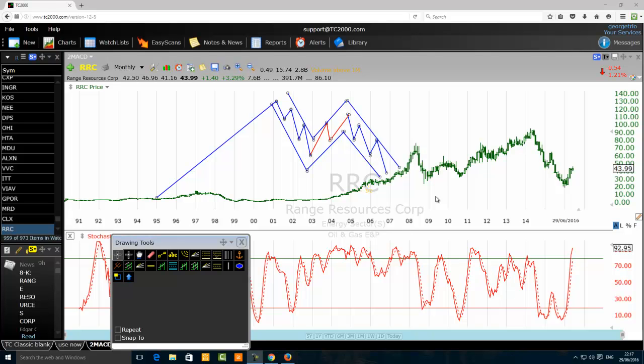Zigzag pattern versus Fibonacci extensions. We are on a monthly chart of Range Resources Corporation. The epic is RRC, Romeo Charlie, and we want to discuss zigzag pattern versus Fibonacci extensions. Let's get started. All right.